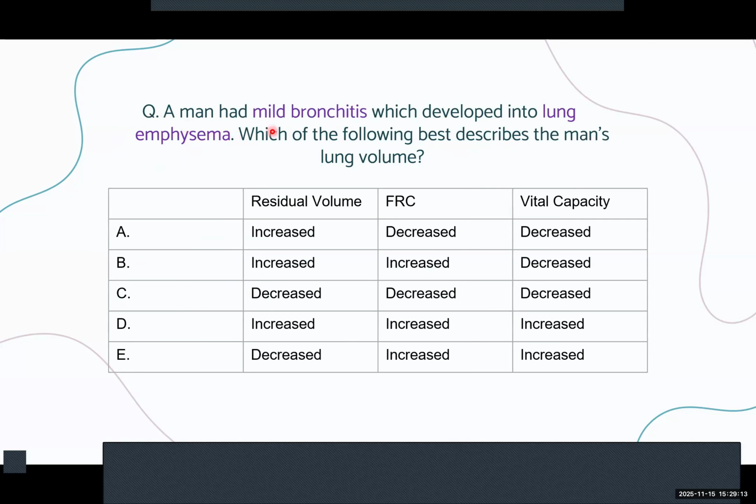Okay. A man had mild bronchitis, which developed into lung emphysema. Which of the following best describes the man's lung volume?